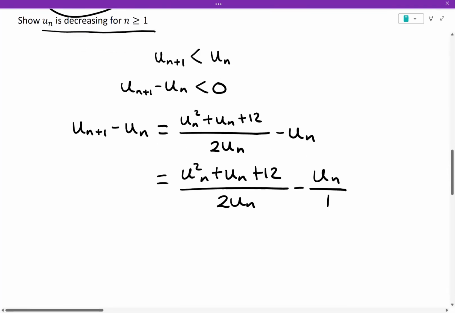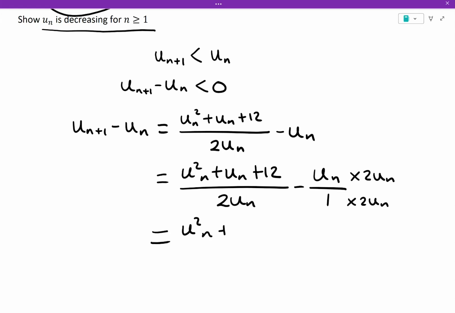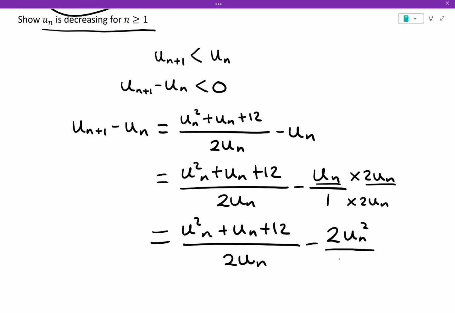Now, to subtract these, I need a common denominator. So we've got 2un here. So if I multiply the 1 by 2un and multiply the numerator by 2un, I'm going to get my equivalent fraction with common denominator. So the first fraction is still unchanged. And then my second fraction is going to be un times 2un. So that's going to be 2un squared divided by our common denominator of 2un like that.